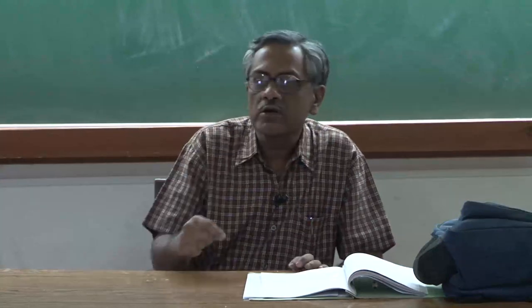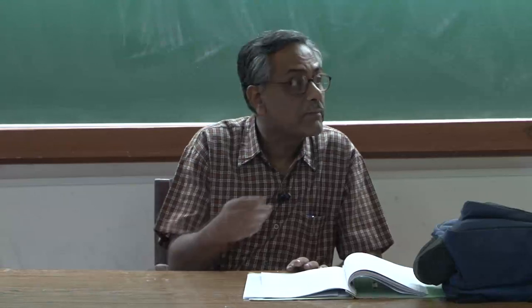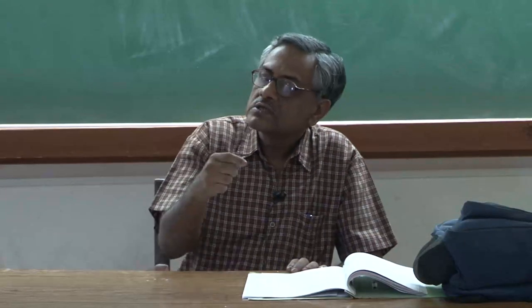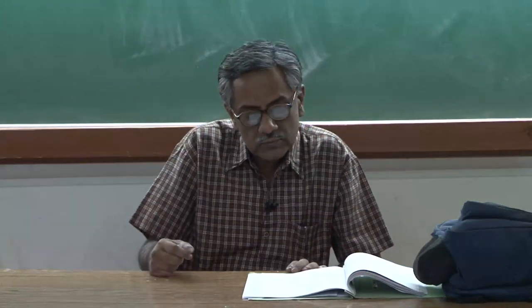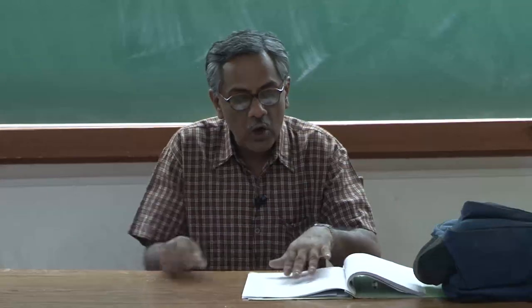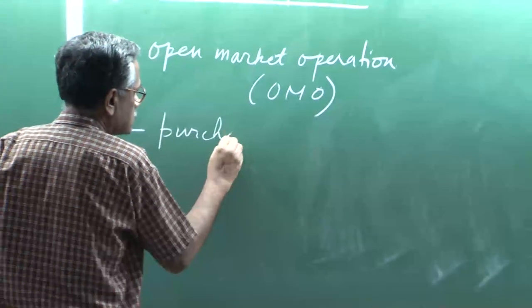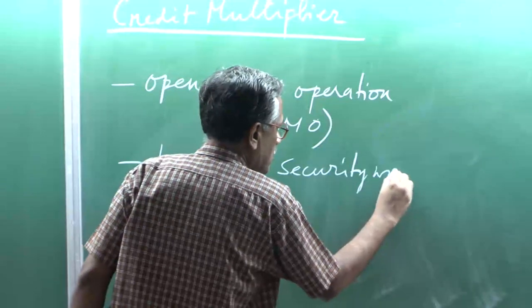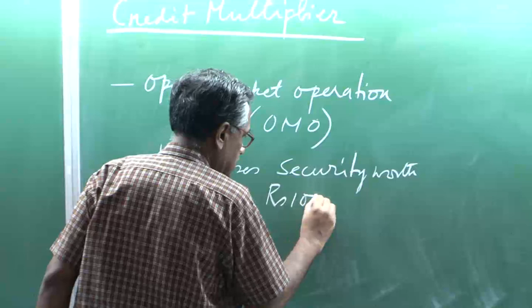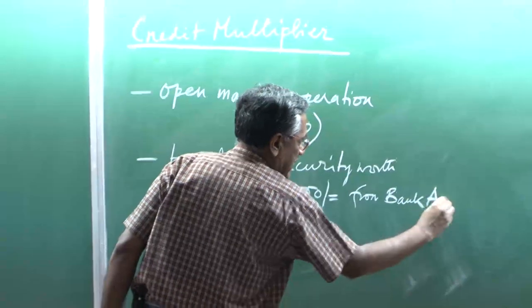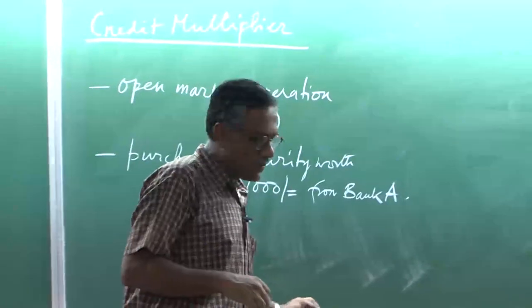Suppose government conducts an open market operation, which is purchasing a bill from a bank. Banks often buy government bills. Banks think that is a form of investment, in fact. Suppose government conducts an open market purchase of some security from a commercial bank. The security is a bill worth, this is Mishkin, 1000, purchased from bank A.